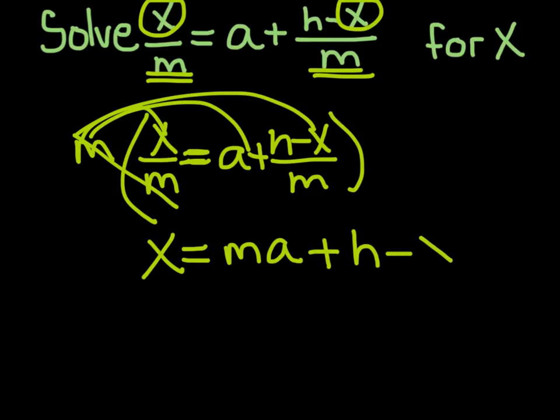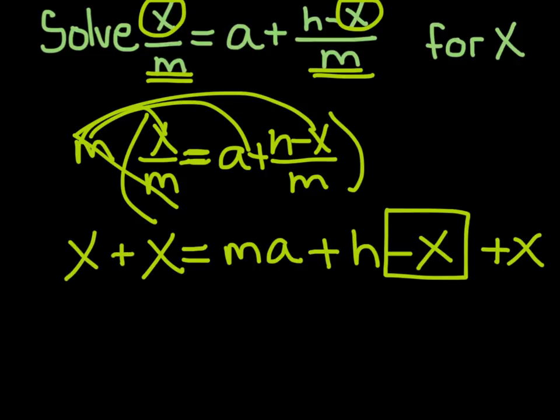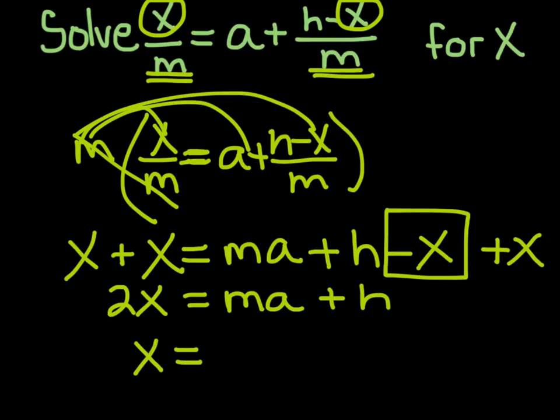h minus x. So now what I need to do is take this minus x, and I'm going to basically combine like terms, so I'm going to add x to each side. And x plus x gives you 2x. So 2x equals ma plus h. See what I'm doing here? And then x equals, we're going to divide it all, and you have to do every single bit of it, ma plus h all over 2. Cute, huh?